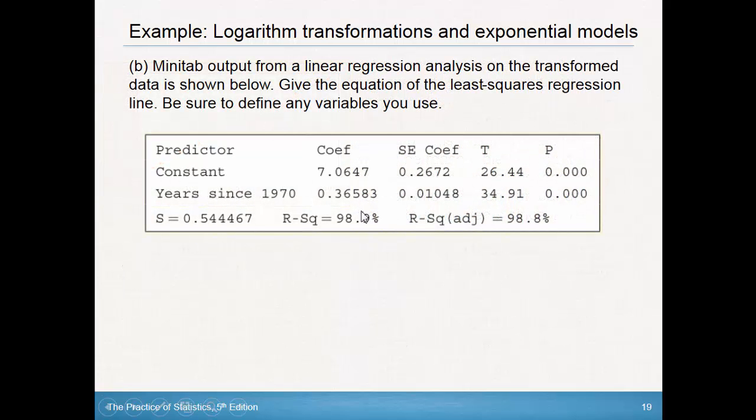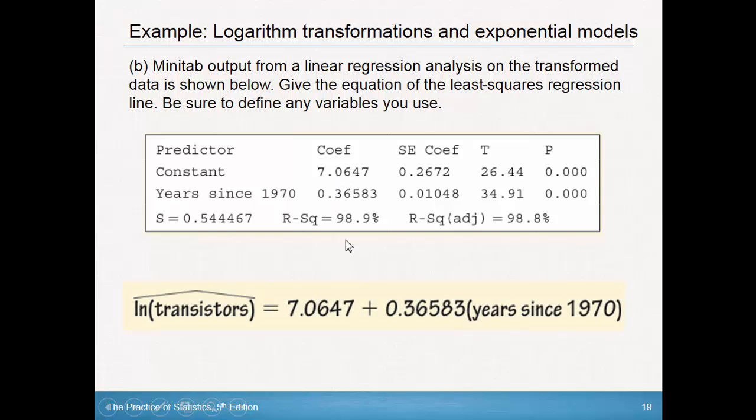We do the Minitab output, our r squared is 98.9, that's pretty darn good. We have our constant, our slope, so there's our equation: 7.0647 plus 0.36583 times the years since 1970, so not just years, but years since 1970, equals the natural log of transistors, because this is exponential. It's not a power model, it's exponential.